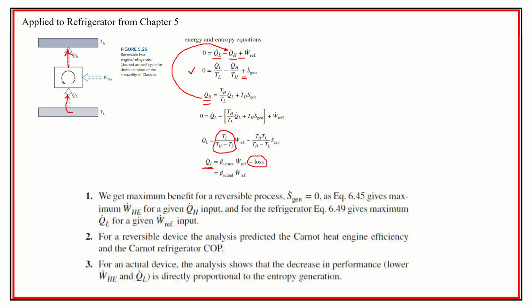And then for an actual device, the analysis shows that the decrease in performance, the lower output of power in a heat engine and the lower flow of low temperature heat, is directly proportional to that entropy generation. And as I mentioned, this gives us a tool to try to identify and quantify where the losses come from. That's based on entropy generation. So we'll do some examples in the next video.